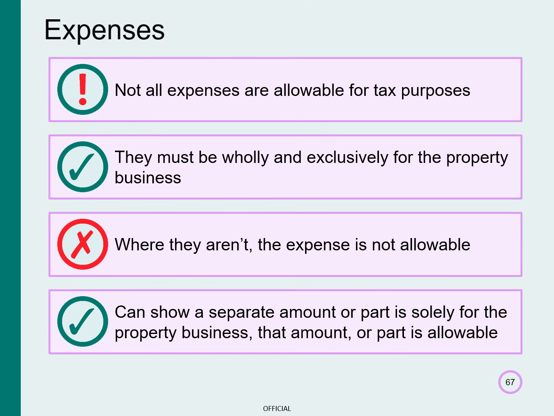Please remember that not all expenses are allowable for income tax purposes. They must be solely for the property business to be allowable. This is known as the wholly and exclusively rule. Where they aren't, the expense is not allowable. However, where you can show a separate amount or part of the expenses solely for the property business, that amount or part is allowable.